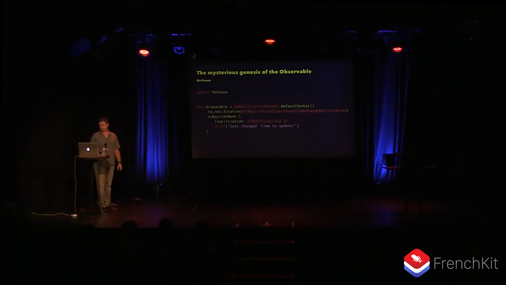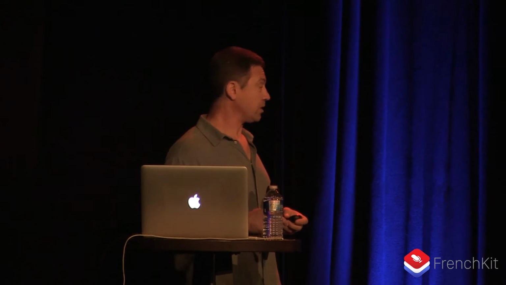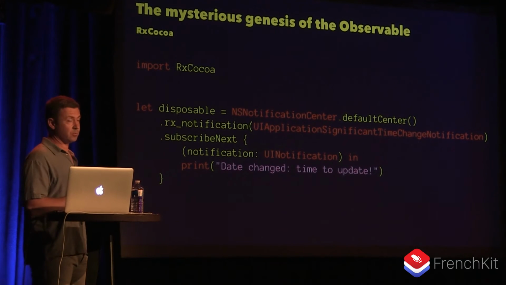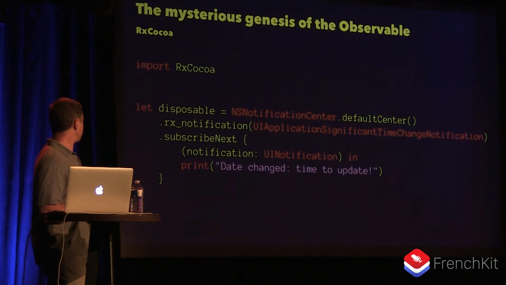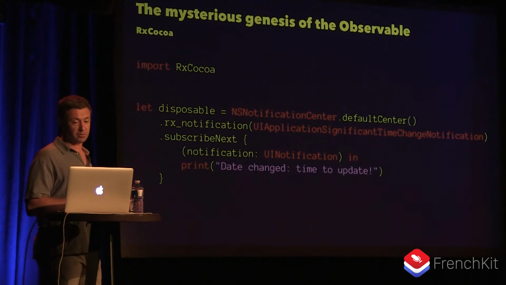Let's start with RxCocoa. RxCocoa is a module which is part of RxSwift and is specifically tailored to user interface stuff. It provides the extensions to UIKit on iOS and to AppKit on macOS. For example, you can easily subscribe to any kind of notification using the Rx notification extension, which returns an observable sequence for the notification you want. Your subscription will get called every time the notification fires. And you can use the disposable here to stop listening to your notification. So it's very straightforward. You don't have delegates and stuff.